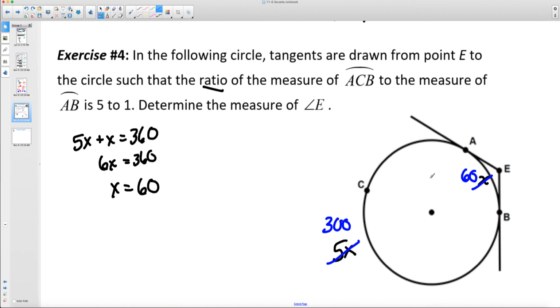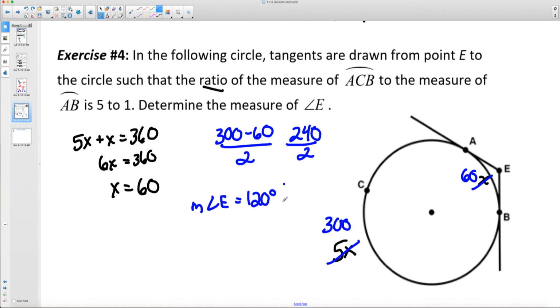Now we can go ahead and subtract our arcs. So arc minus arc divided by 2. So that's 240 divided by 2. That gives us the measure of angle E equals 120 degrees. Okay, so that's pretty much it with angles outside of the circle. It's just arc minus arc divided by 2.